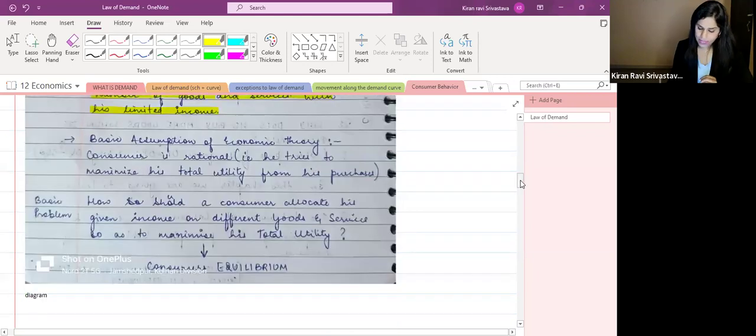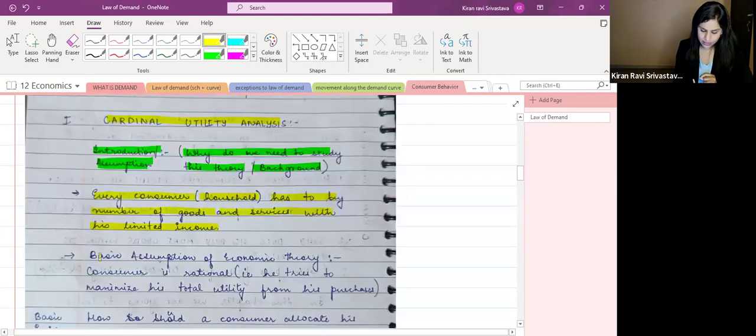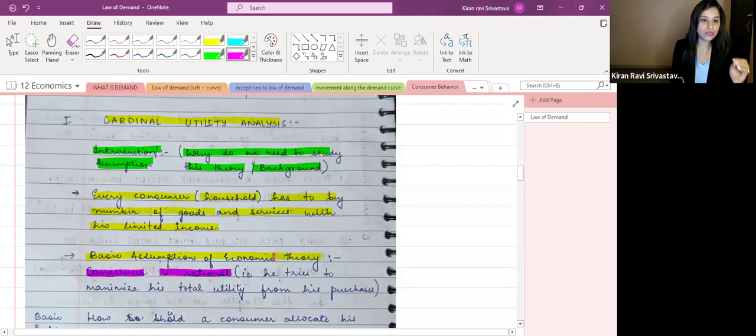And the basic assumption of economic theory is that the consumer is rational. The consumer is a rational being. What does the word rational being mean? It means that consumers have brains and they can distinguish between good and bad. He tries to maximize his total utility from his purchase.